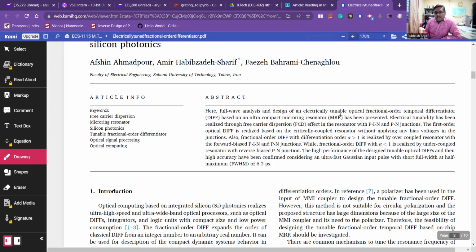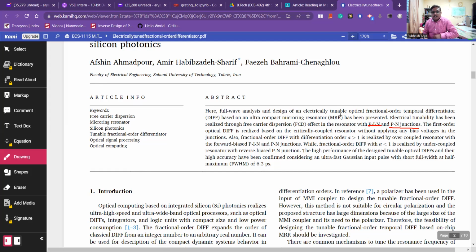Here, full wave analysis and design of an electrically tunable optical fractional order temporal differentiator (DIFF) based on an ultra-compact micro-ring resonator has been presented. Electrical tunability has been realized through the free carrier dispersion effect in the resonator with PIN and PN junctions.